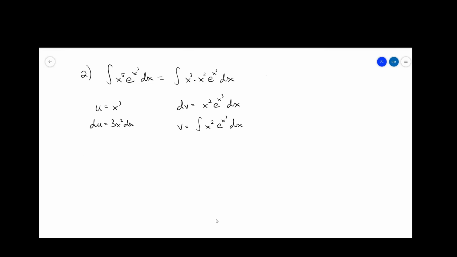Now, to do that particular integral, to find what v is, you have to do that by u sub. So I'm going to do a separate u sub here. I'm going to say that u is equal to x to the third, and then du is equal to 3x squared dx. And then I can divide both sides by 3 and get 1/3 du is equal to x squared dx. And so this integral will then become, according to integration by substitution, 1/3 of the integral of e to the u.